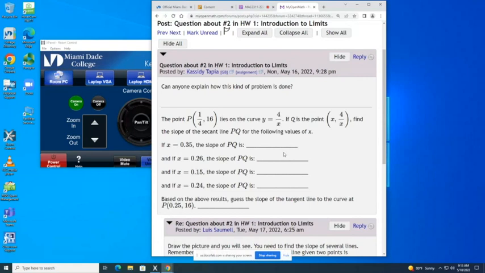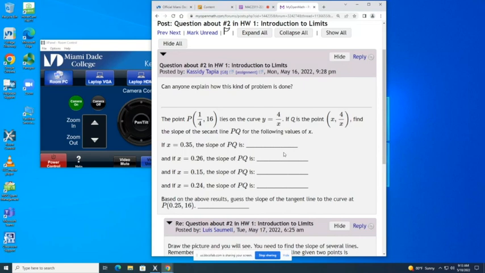Now, if you look at the last question, it's telling you based on the result, guess the slope of the tangent line at the point 0.25, 16. So at this point, there is a tangent line. There is this blue line, which is the line that is just touching the function at this point. Let me clean this up a little bit more. So here is your point P, and so far this is what we have. This is the tangent line.